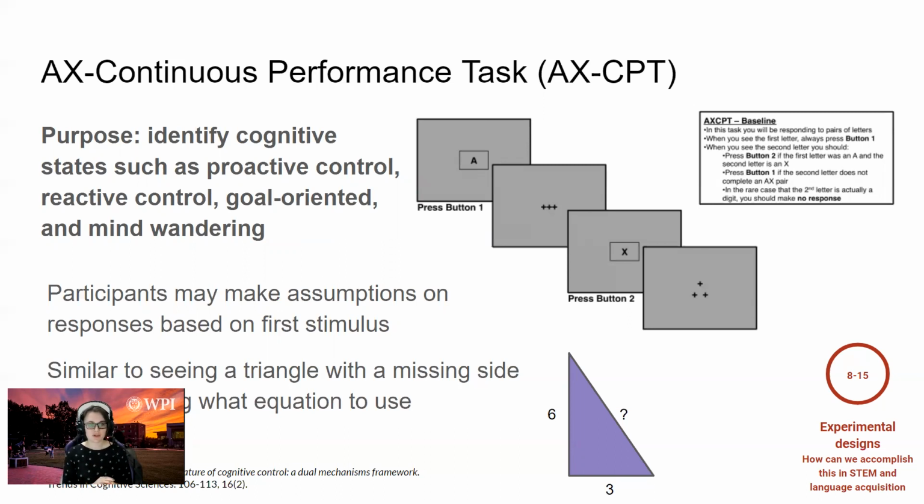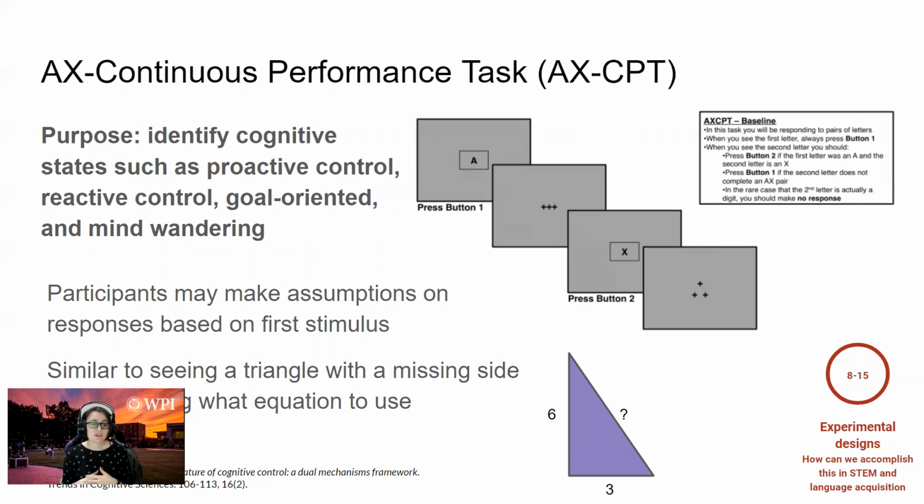So how this works is that participants may make assumptions about what they should respond to the second stimulus based on the first stimulus that they see. The stimuli all come in pairs, as shown in the diagram above. If they see an A, they're expecting to see an X, so they're going to press 2, whether they see that X or not. That's usually considered proactive control, for example.